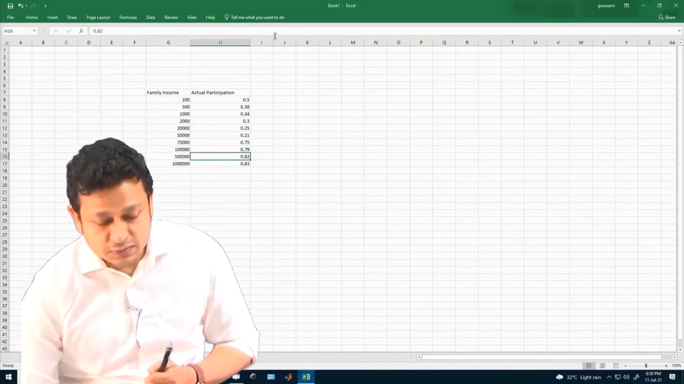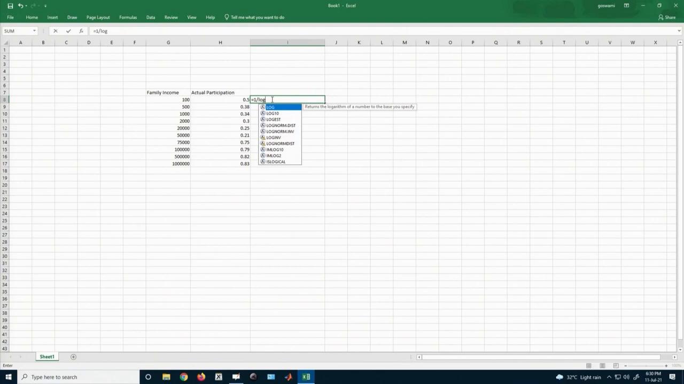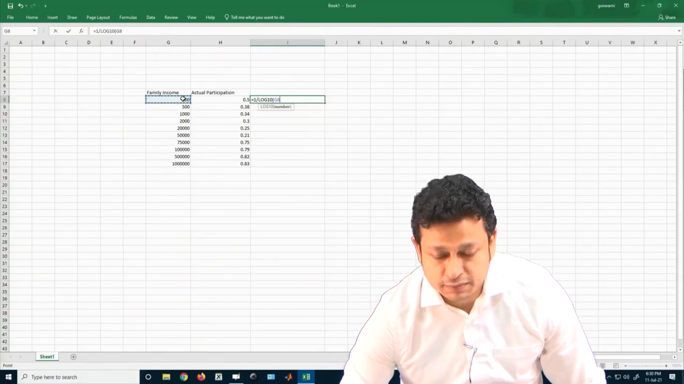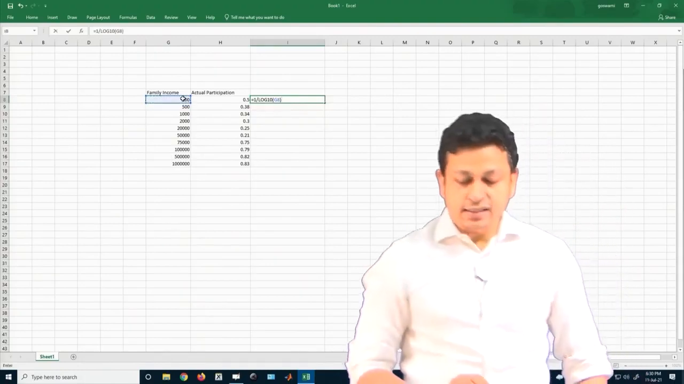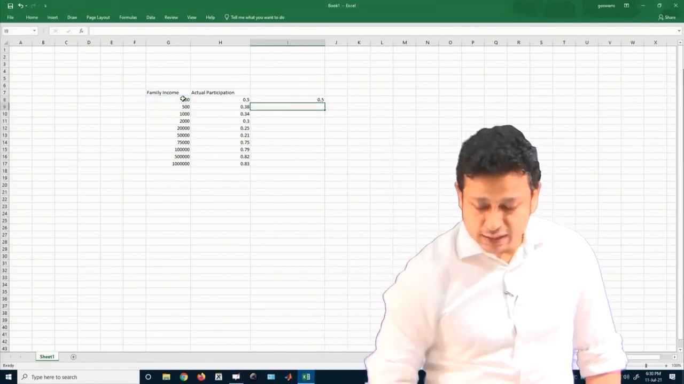Now, I am going to actually write a formula. Let me write it down. I am basically trying to create a relationship between family income and actual female labor force participation, and I am just writing it down first. So, this is 1 by log base 10, I provide this number here, and that is the probability of female workforce participation, and I will explain that.